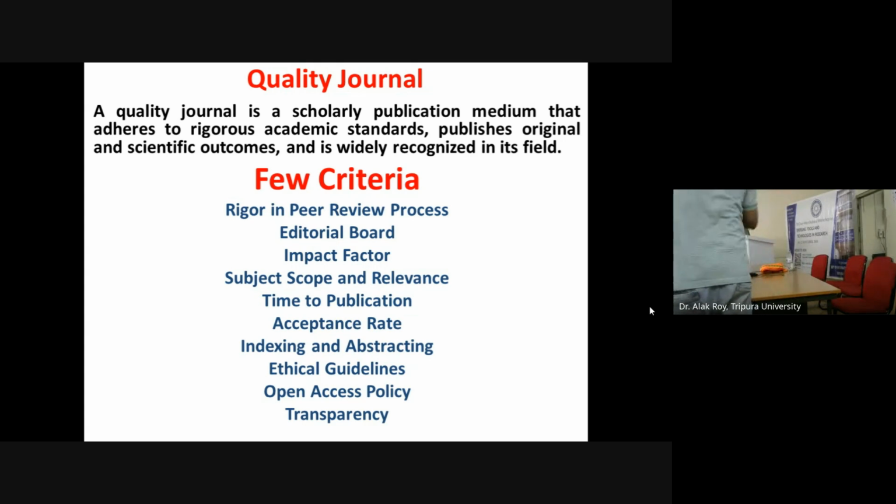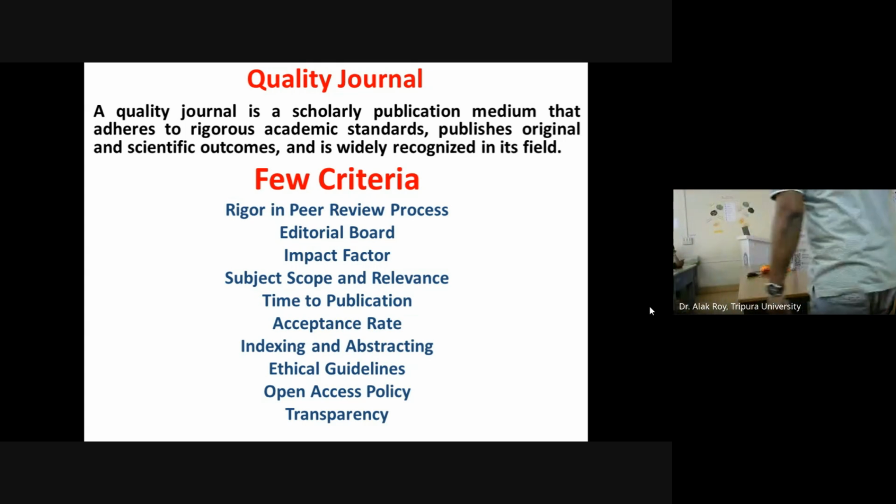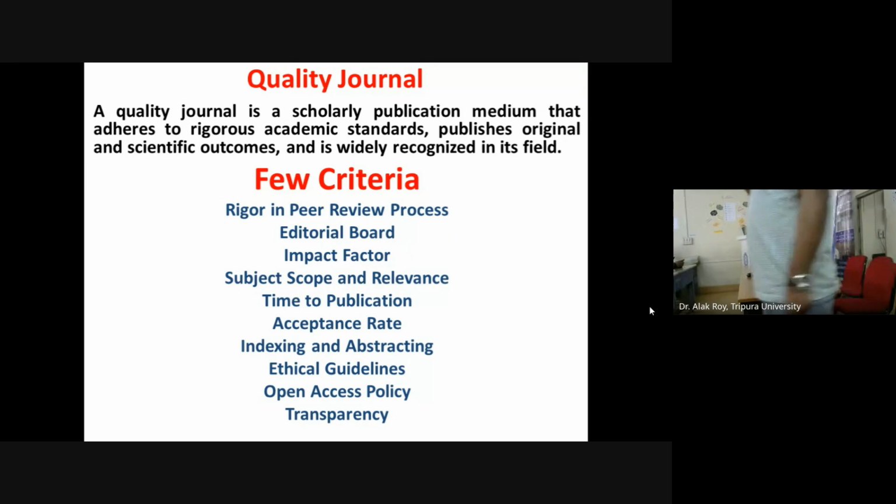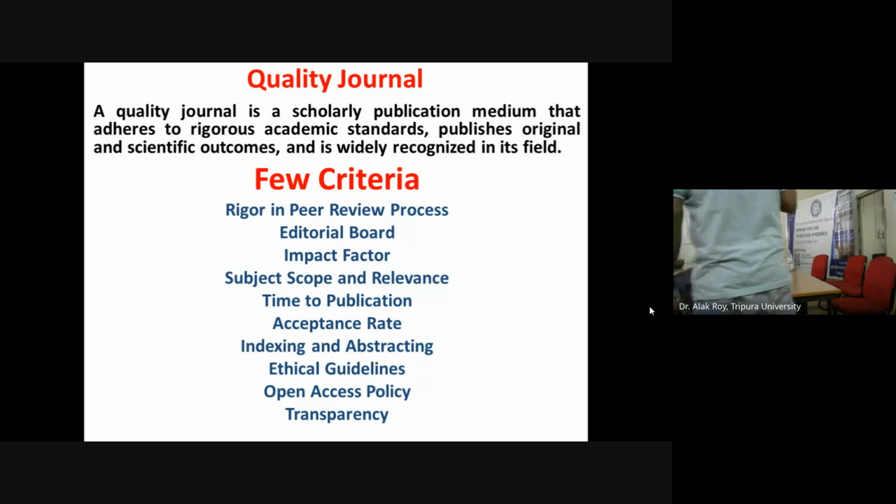I will describe them gradually at a later point of time. We'll look at rigor in the peer review process, the editorial board of the journal, the impact factor of the journal, subject scope and relevance, then time to publication, a very important part.